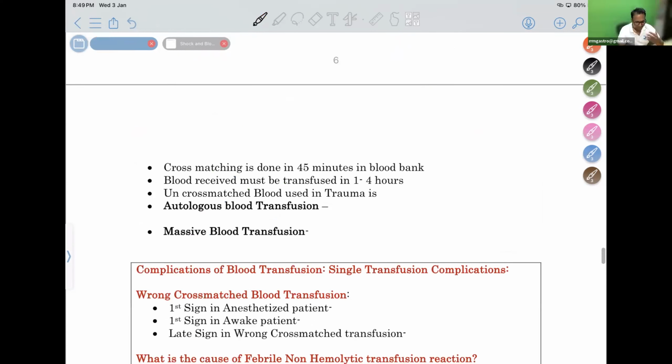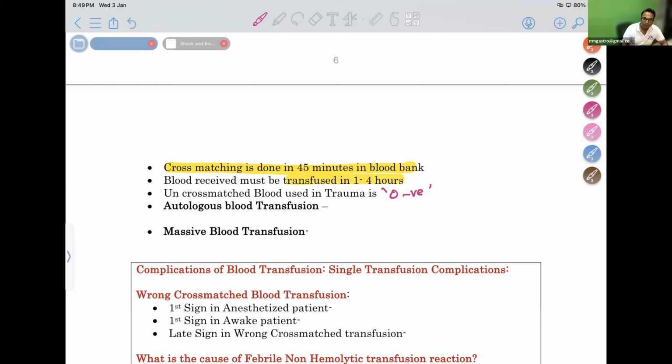When you go to the blood bank, how long will the blood bank medical officer take for cross matching? Cross matching is done in 45 minutes in the blood bank, and blood received must be transfused in 1 to 4 hours. Uncrossed matched blood used in trauma: what is uncrossed matched blood? I will not wait for cross matching. I will immediately use it. That is O negative.